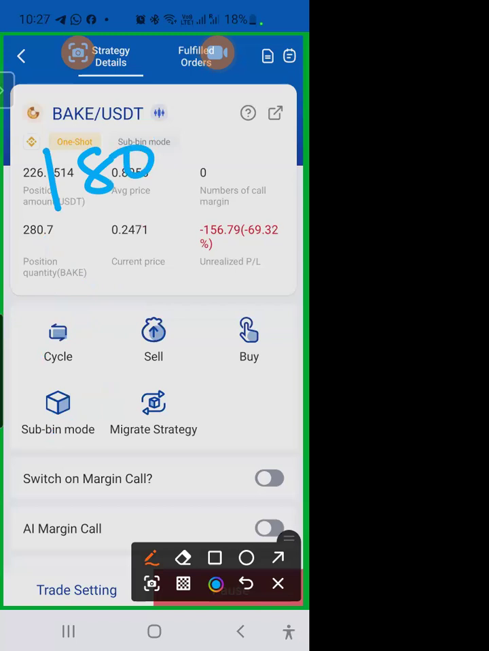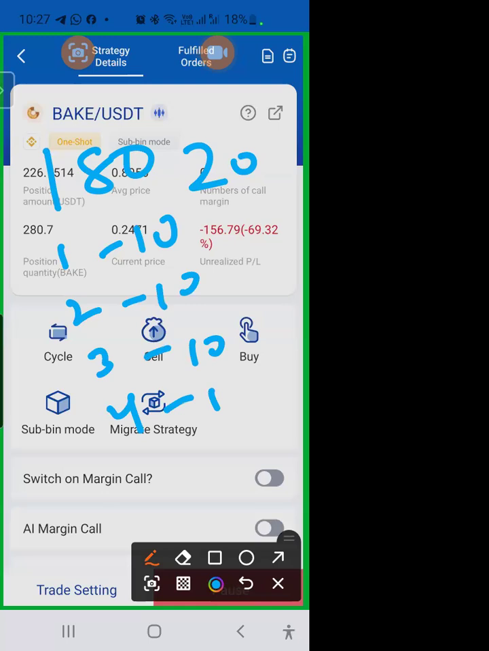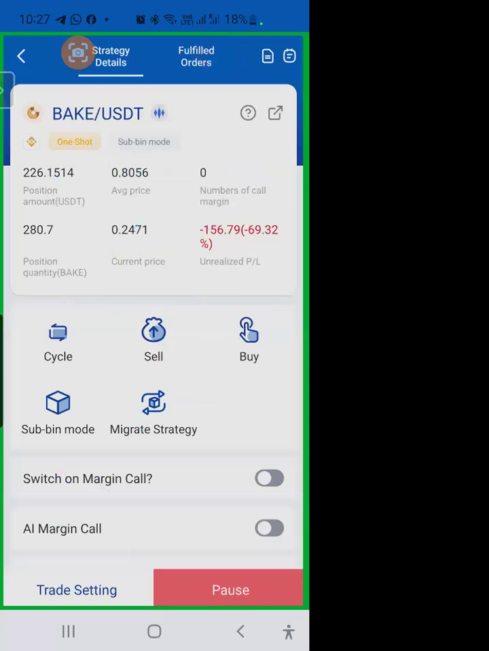If this is 180, how much are you going to put at first margin call, second margin call, third margin call, and the fourth margin call? I would advise you put a half of 20. Therefore, here you put in 10, here put in 10, here put in 10, here put in 10. 10, 20, 30, 40 plus 20, that is 80.